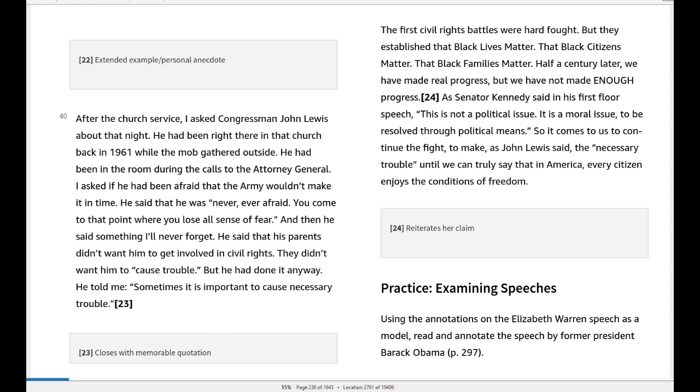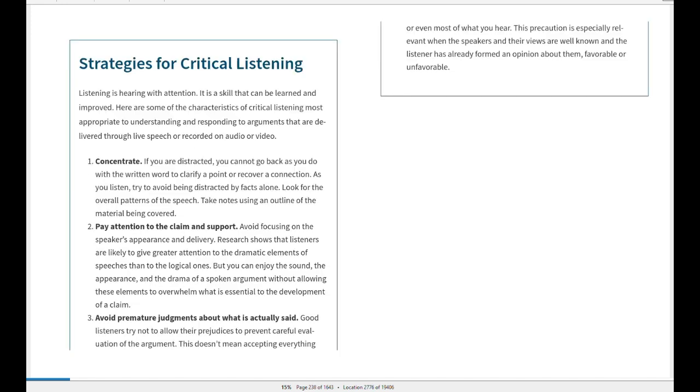Practice. Examining speeches. Use the annotations on the Elizabeth Warren speech as a model. Read and annotate the speech by former President Barack Obama on page 297. We are going to skip this activity for now, but here are strategies for critical listening.